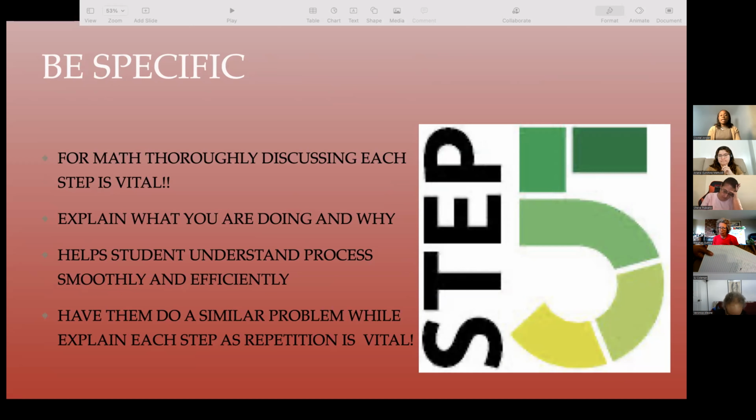And I would say have them do a similar problem or the same problem you just did and explain each step as well. Like I said, repetition is very vital. So you do the 8n plus 7 equals 31, explain it step by step, check in with the student while you're doing it, and take it off the blackboard. Put that same equation on there and have them go through it step by step.